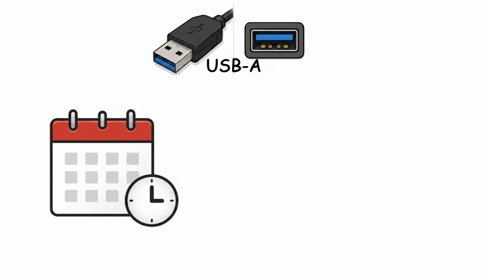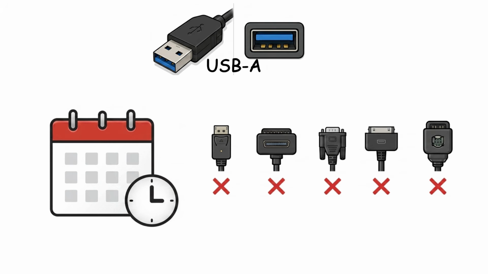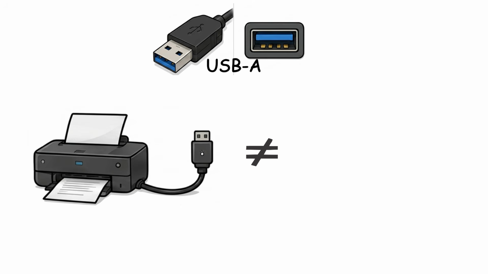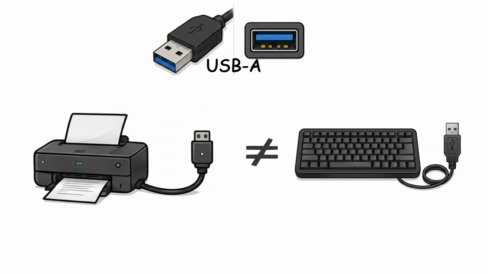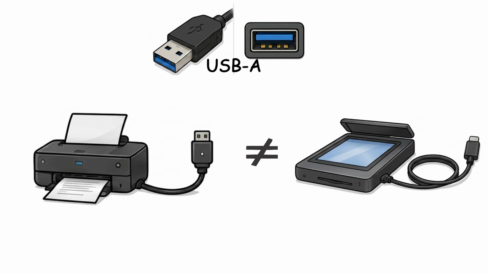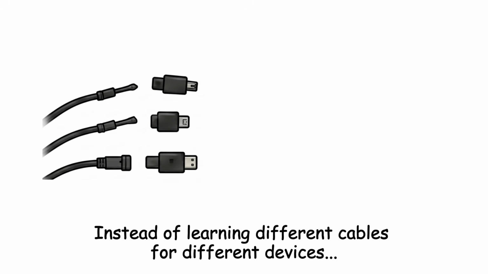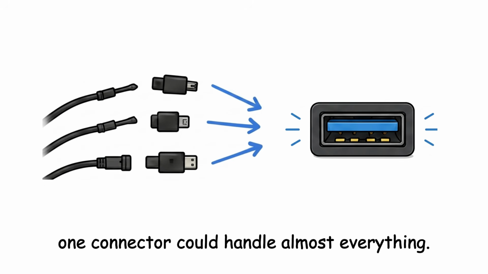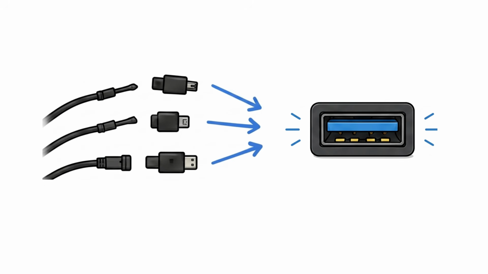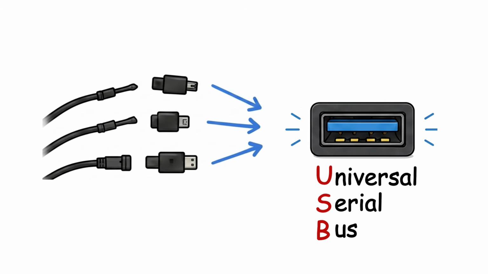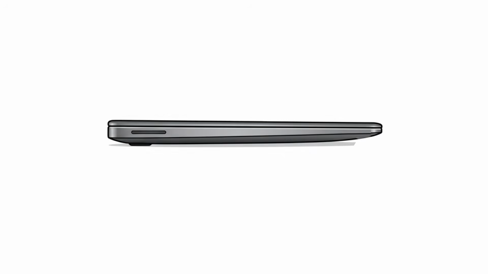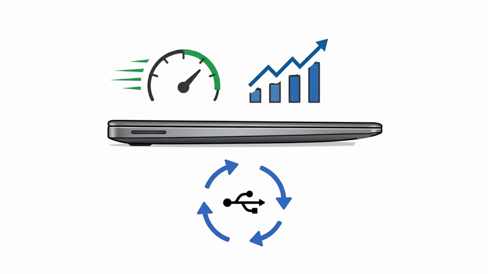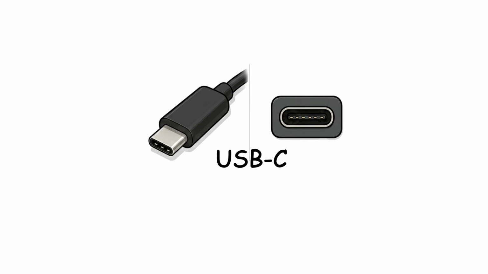Before USB became common, many devices required their own unique connectors. Connecting a printer wasn't the same as connecting a camera, or a keyboard, or a scanner. USB simplified all of that. Instead of learning different cables for different devices, one connector could handle almost everything. That's why USB became known as the universal serial bus. But as computers became thinner, faster, and more powerful, USB also needed to evolve. That's where USB-C comes in.